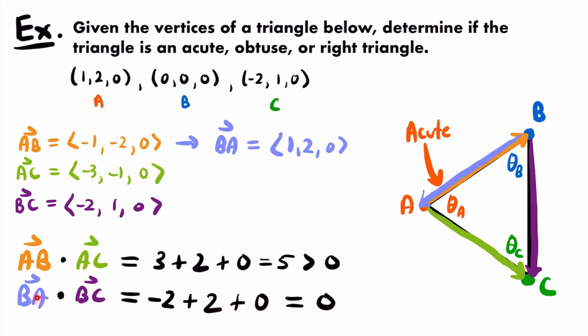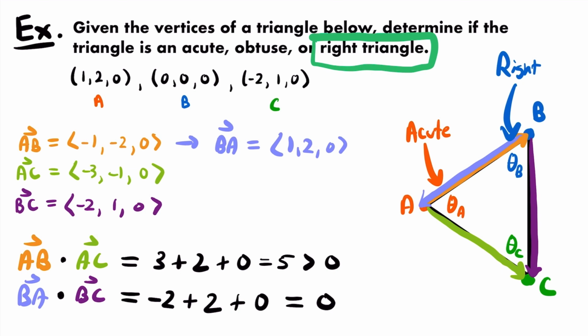So the dot product of vector BA and vector BC is 0, which means that those two vectors, this vector and this vector, are perpendicular. They make a right angle of 90 degrees, or pi divided by 2 radians. So we now know that this angle is a right angle, which means that we can make the conclusion that we have a right triangle. That is going to be the right answer to this problem. This is a right triangle because one of the angles is a right angle, since two of the vectors that would create this triangle, given these vertices, have a dot product of 0.